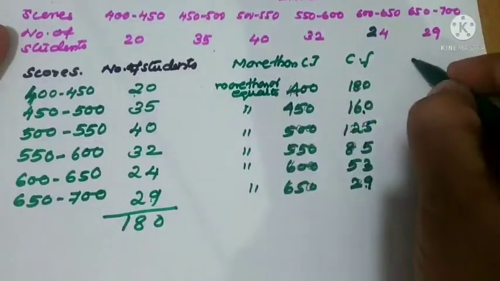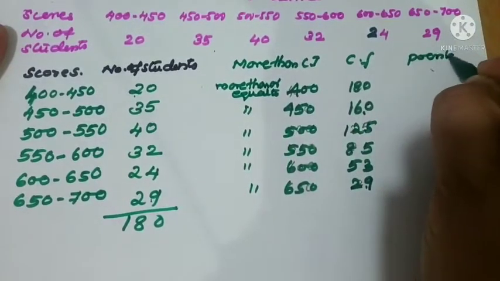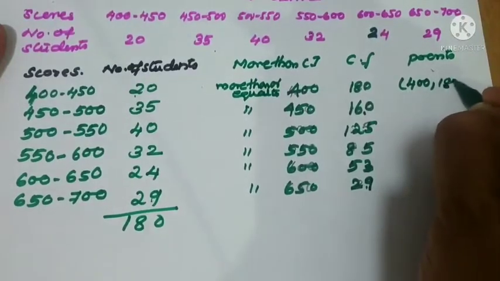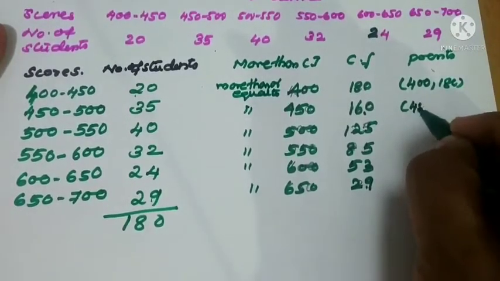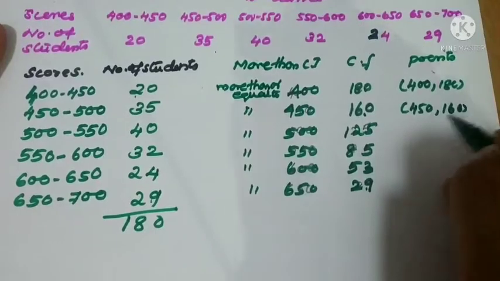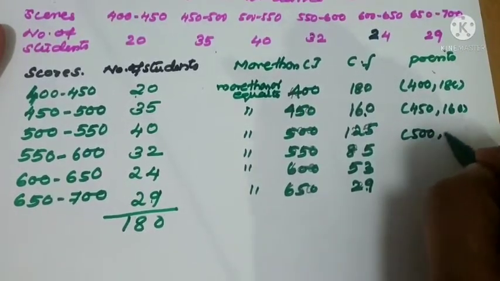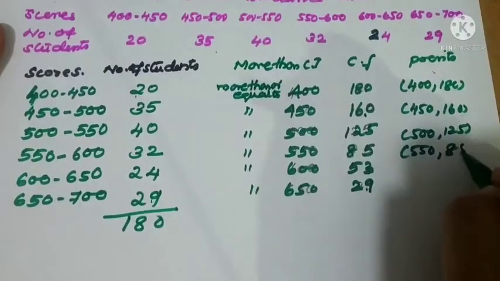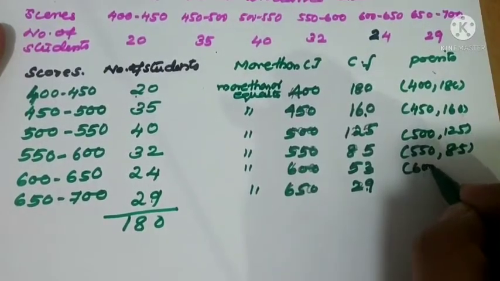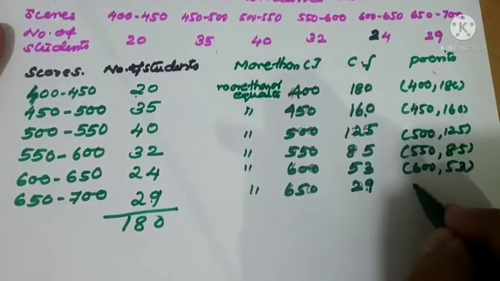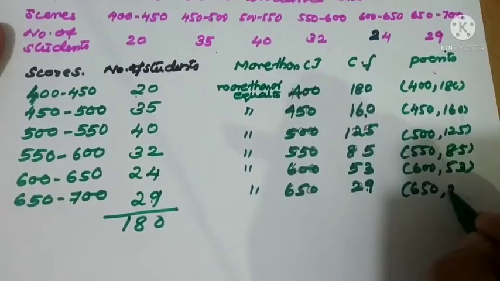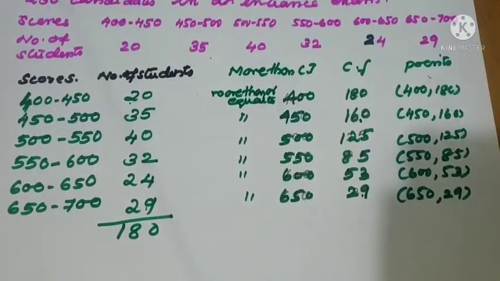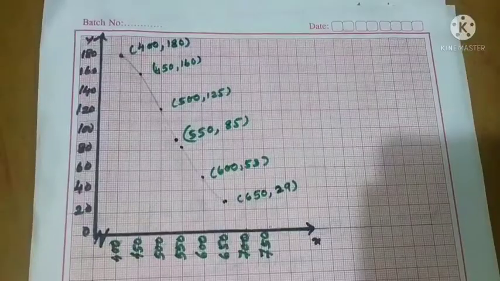Now in point form, it will be 400 comma 180. If it is 450, then it is 160. If it is 500, then 125. For 550, it is 85. For 600, 53. Then for 650, it is 29. So we got the points. Now we can plot the points on the sheet and draw the graph.